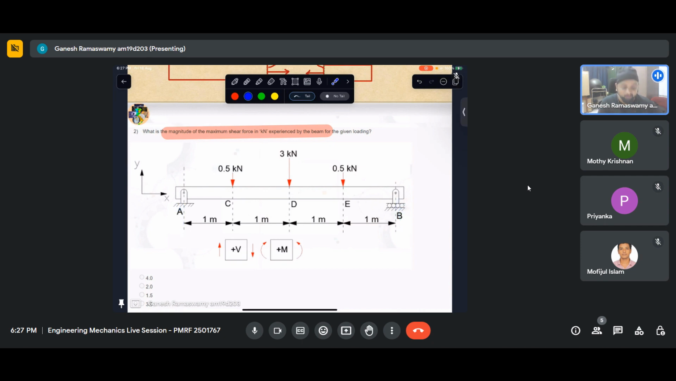Now these two forces are keeping this entire beam in equilibrium, and if they are the same, essentially the magnitude of each should be half of the sum total of the forces there. So what is the sum total of the forces there? 3 plus 1, which is 4. So essentially I will have 2 kilonewton applied here and 2 kilonewton applied there.